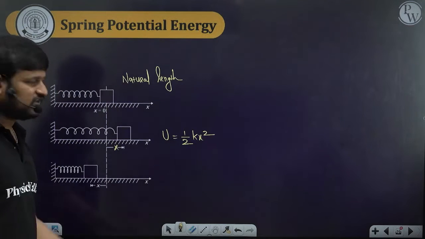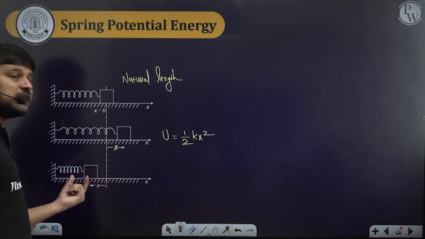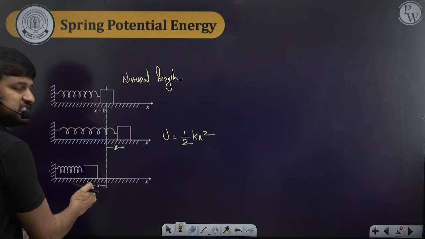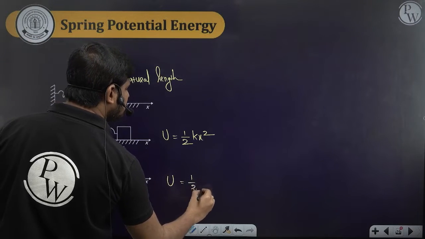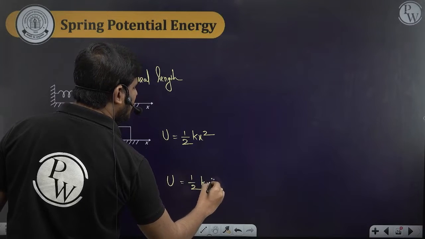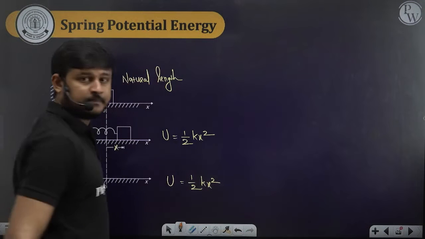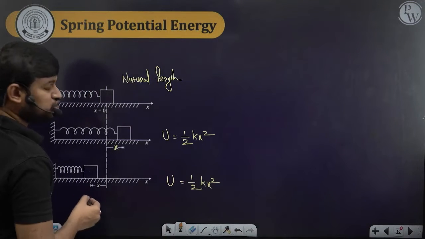Half kx square is the potential energy stored in the stretched spring or the compressed spring. So if you compress the spring by some distance x, in this case also the potential energy stored will be half kx square, as we already saw in the previous chapter. So what is in NLM? There is a spring force.